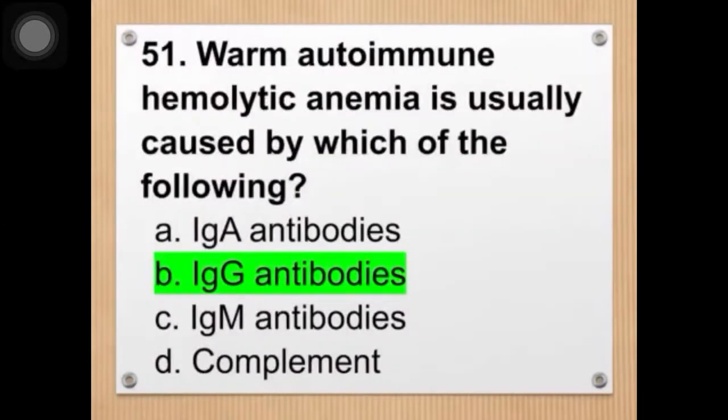Number 51, ang dali naman po nito. Warm autoimmune hemolytic anemia. Ano na nga po yung tinatawag natin na warm reactive antibodies? IgG in nature, they react best at 37 degrees Celsius. IgM antibodies are cold reactive, no? Cold reactive antibodies, they react at room temperature or 4 degrees Celsius. Correct answer number 51, letter B.